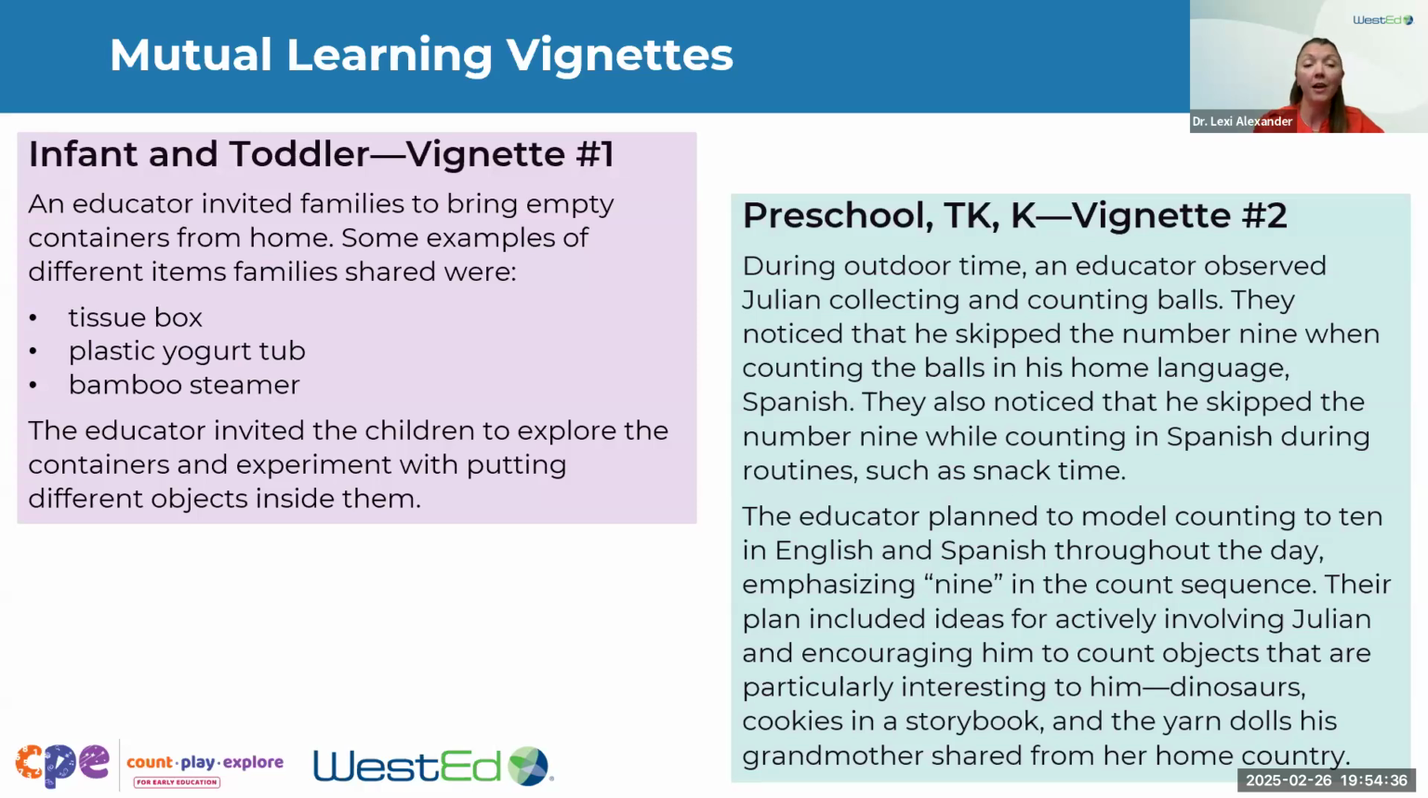So in this vignette, we have an educator invited families to bring empty containers from home. Some examples of different items families shared were a tissue box, plastic yogurt tub, a bamboo steamer. The educator invited the children to explore the containers and experiment with putting different objects inside of them. So experiences like this can help children's spatial thinking, helping them understand different shapes, inside, outside, on top of, various different spatial words and concepts related to geometry. When we think about this, what did the educator learn?